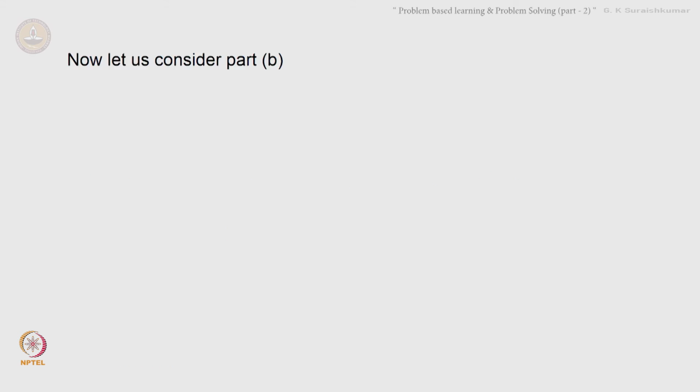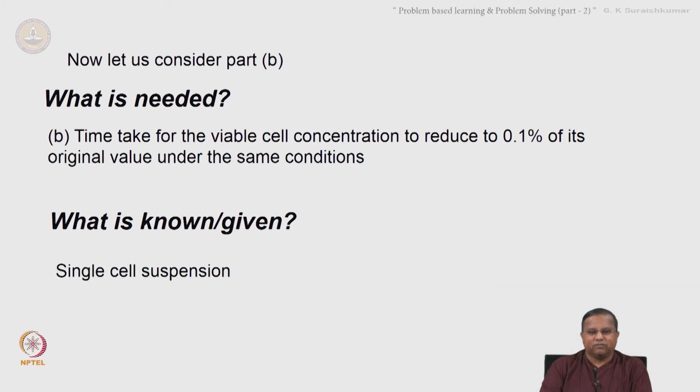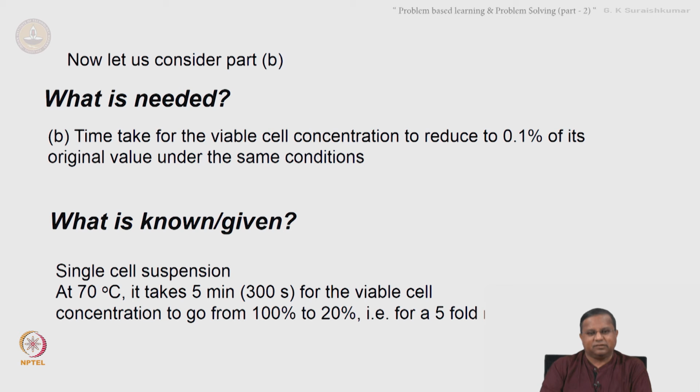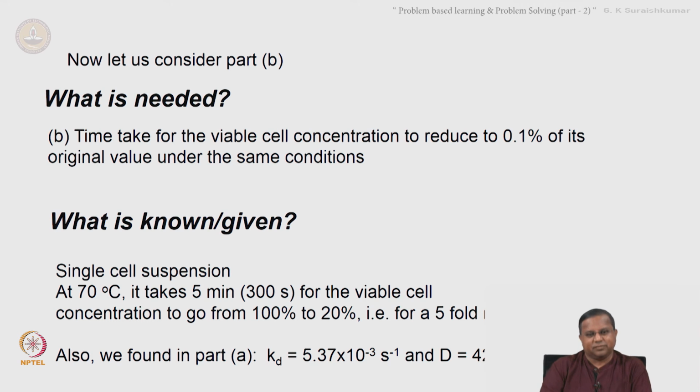There is a B part here. Let us consider part B. What is needed? The time taken for the viable cell concentration to reduce to 0.1% of its original value under the same conditions. Earlier it was decimal reduction time, now it is 0.1%. What is known or given? The same things as earlier, the thermal response characteristics of the single cell suspension, and also we found from part A the k d value and the decimal reduction time. So, this is all that we know.